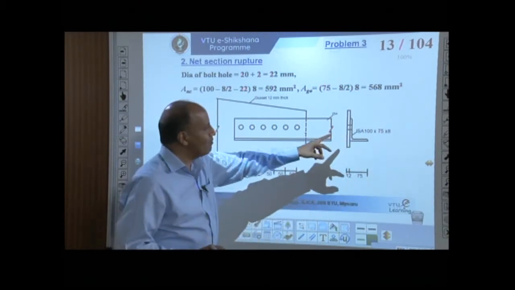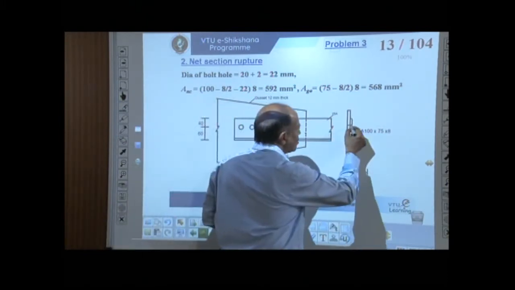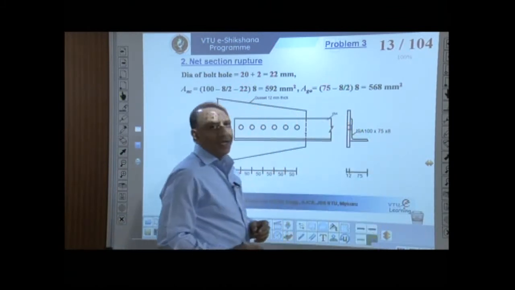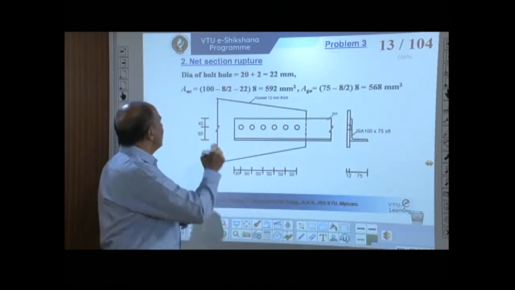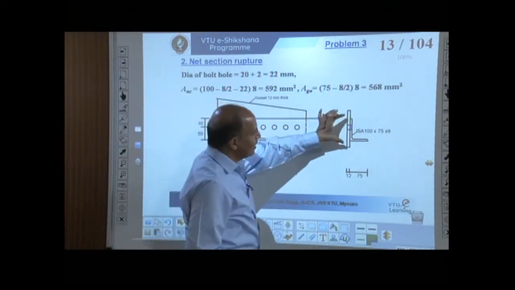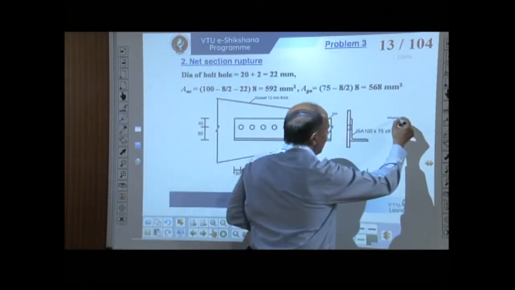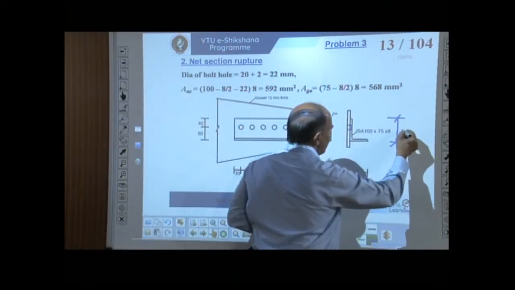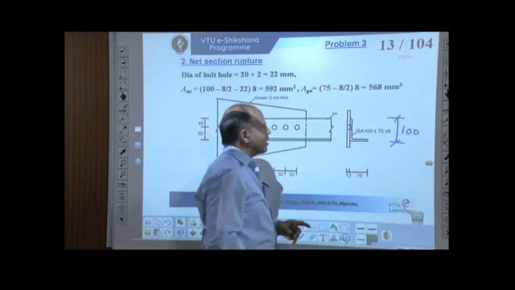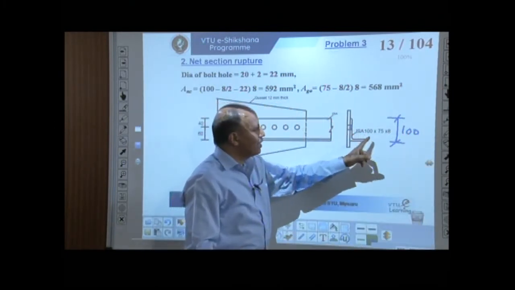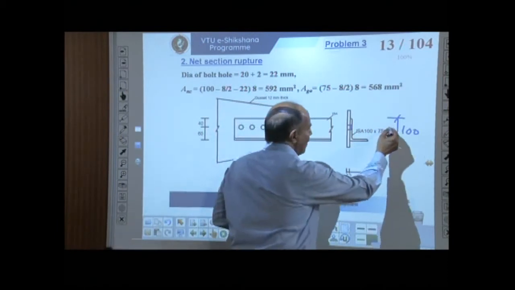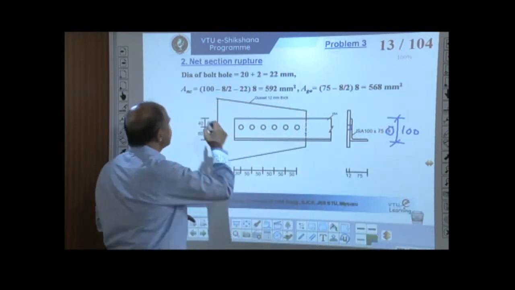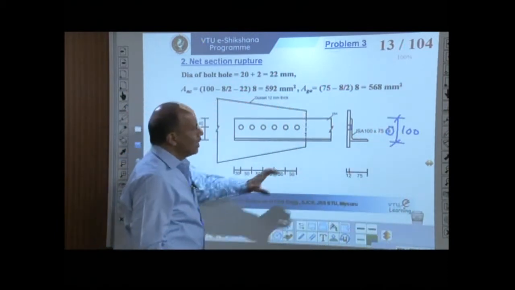So, please understand, when we say net area, we have to deduct the opening that we have here. So, how do we calculate that? Please understand, the length of this leg is 100, so you can just say 100 multiplied by the thickness. What is the thickness? 8 mm, correct.